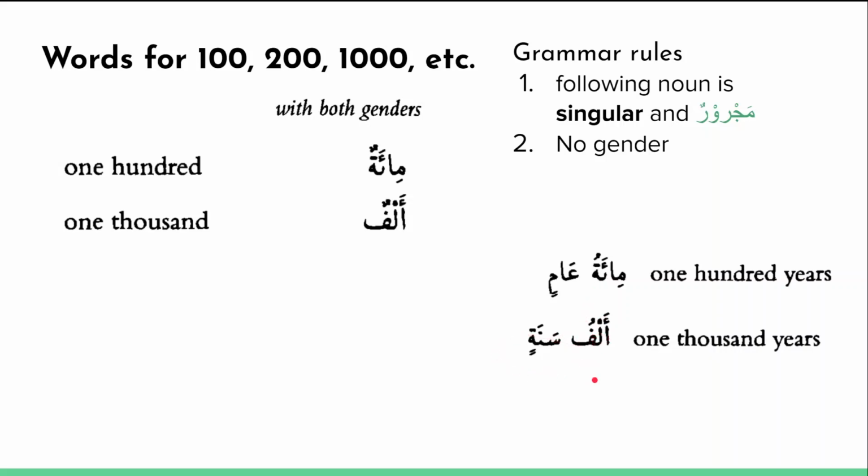And if I want to say 200 or 2000, you can simply turn each of these words into dual forms. So mi'atan, and I believe that appears in the Quran as well, and alfan. I'm not sure if that appears in the Quran. But that's it. Those are all of the rules for numbers, and it's completely alright if you didn't catch all of those rules the first time around. You can listen to this video again.